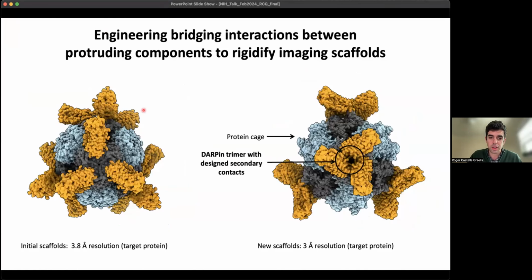And this is another view of these designs. Here you can see the DARPins, how in this design, each of them is kind of on their own. And now in this new design, where we oriented the DARPins to form a trimer, plus the additional interfaces, now we can achieve high resolution, 3 angstroms and even sub 3 angstrom resolution for the proteins that are then interacting with these DARPins.